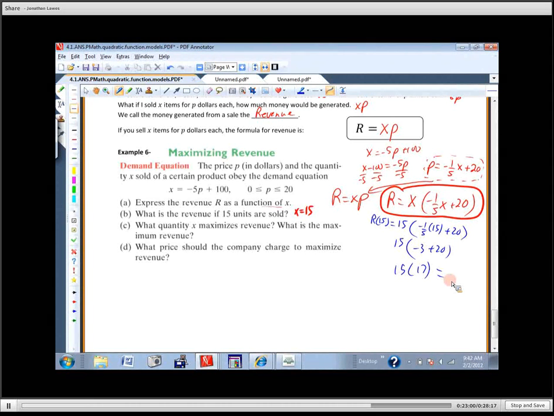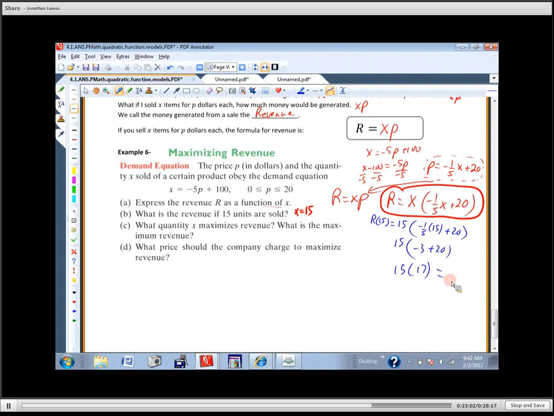Say 255. Is it? What do you know? It's 255. Okay, so that's the revenue. If you sell 15 of those items, you're going to generate $255 in revenue. So there's the function we're using. That's how much revenue we generate if we sell 15 items.